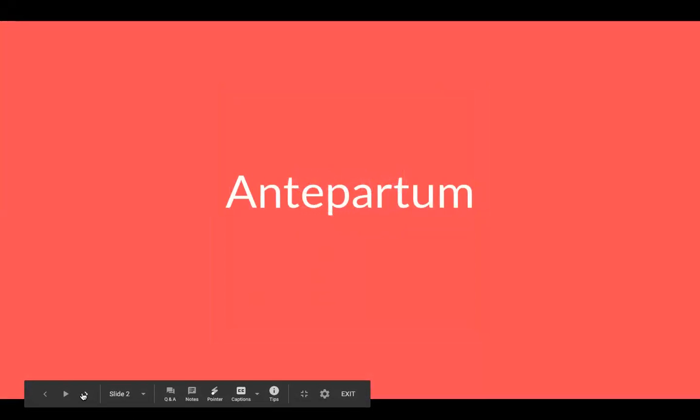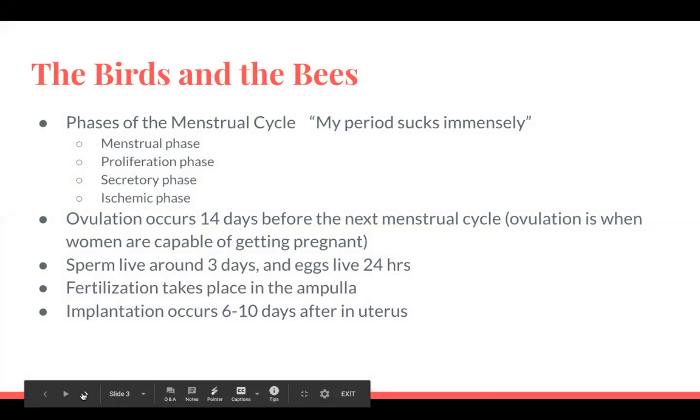So antepartum. The phases of the menstrual cycle, my period sucks immensely. Menstrual, proliferation, secretory, and ischemic phase. Ovulation occurs 14 days before the next menstrual cycle, and ovulation is when women are capable of getting pregnant. Sperm live around 3 days, and eggs live for 24 hours. I would be more aware that implantation occurs 6 to 10 days after in the uterus. Just be aware of that.